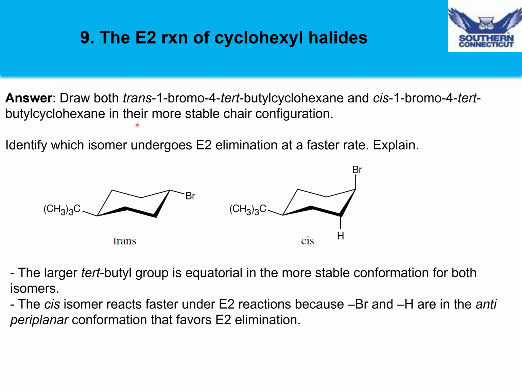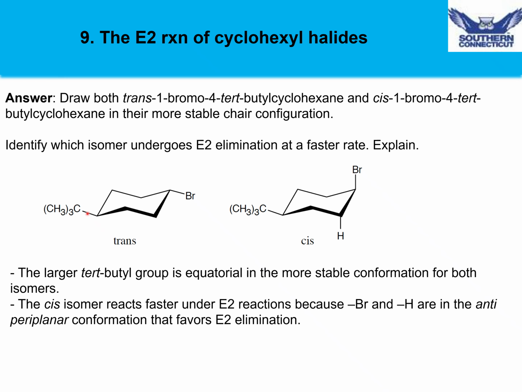In order to answer this question, we want to first draw the most stable chair conformation for each of these two stereoisomers. So the first one is trans 1-bromo 4-tert-butyl cyclohexane. So if we draw a chair conformation, we want to make sure that the tert-butyl group, which is a larger group than a bromine, is equatorial.